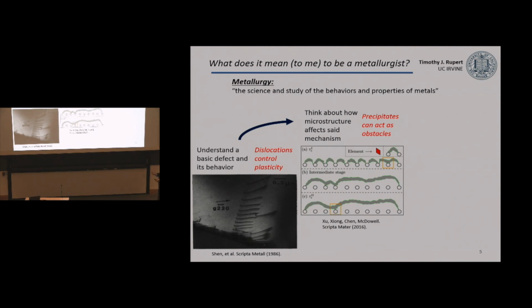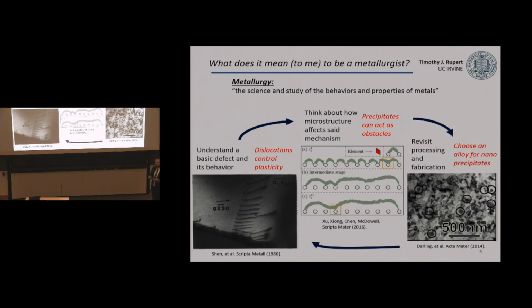But again, we want to use this. So we're going to take this knowledge of a defect and how it interacts, and then revisit our processing and fabrication. If I think about dislocations controlling plasticity, I know that precipitates can be obstacles. If I want to make a stronger material, I might choose an alloy that allows us to have many nanoscale precipitates. This is an example of a copper-tantalum alloy. These circled ones are tantalum-rich particles, and they can give us a high strength. And usually we don't stop there. We'll sometimes want to iterate around this, further understand what happens, and refine our theories. So it's a little more information than "I study metals."